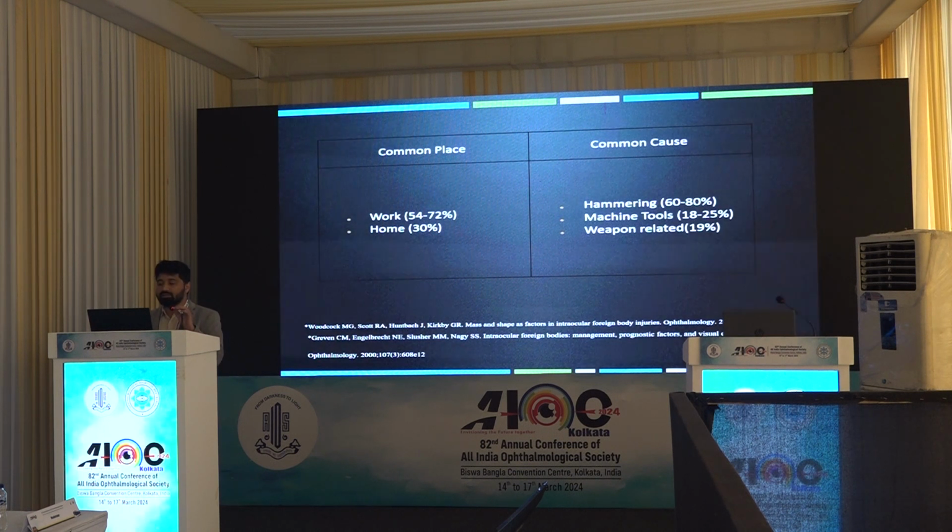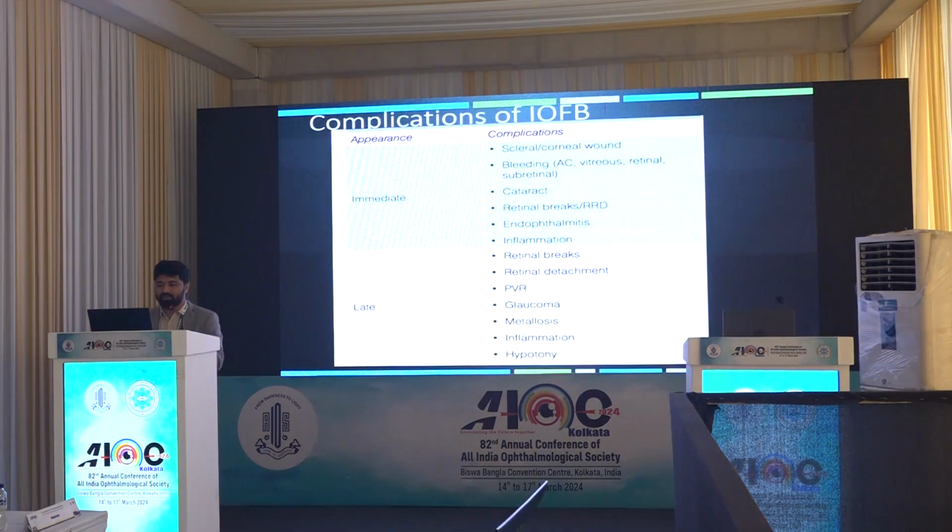The commonest cause in 60 to 80% is hammering. If the patient comes with trauma and gives a history of chiseling or hammering something, always with a breach in the eye wall, always suspect an intraocular foreign body. Even if your B scan is not able to pick it up, to be safe medico-legally, if you have time, get a CT scan done. Most of the time the patient may tell, no, it did not go inside, it fell off and all that, but still you need to rule out the intraocular foreign body.